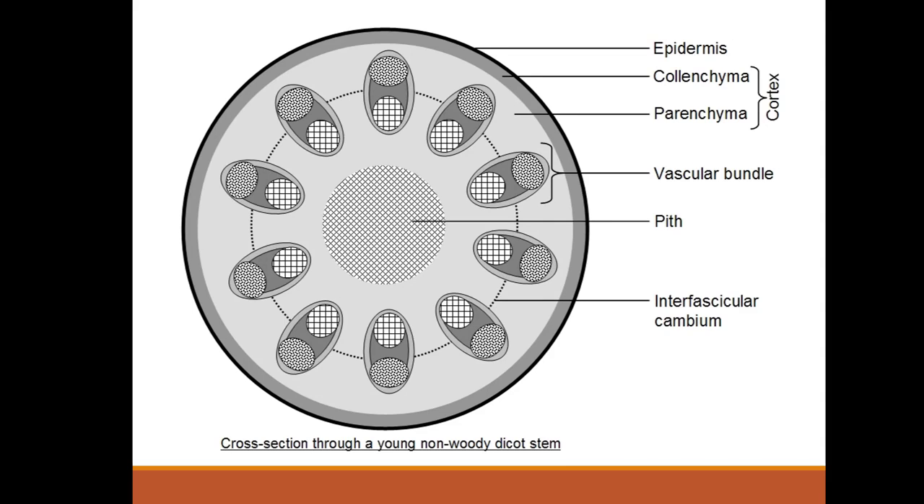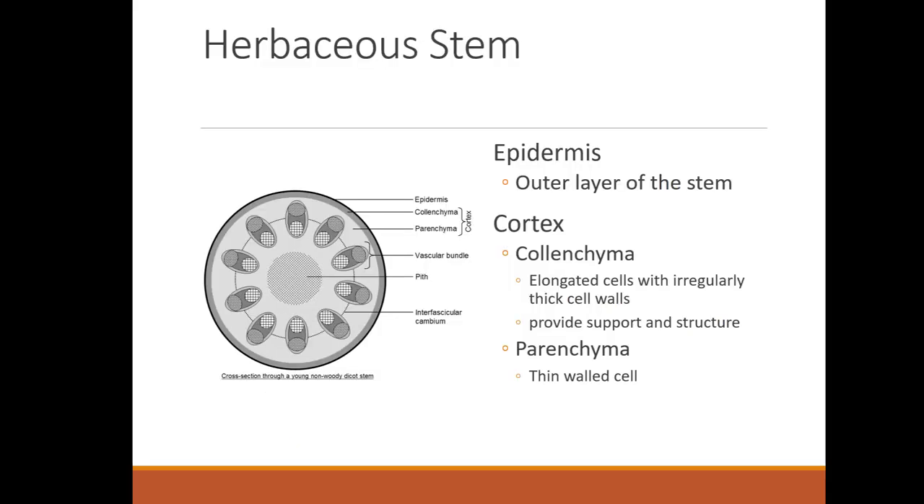This is a non-woody dicot stem. And here's the epidermis and the cortex, as well as the vascular bundle. I'll talk about what each one of these are, and pith. So epidermis is the outer layer of the stem. Leaves will also have an epidermis. The cortex is made of parenchyma, which are elongated cells. They have thick cell walls. They provide support and structure.